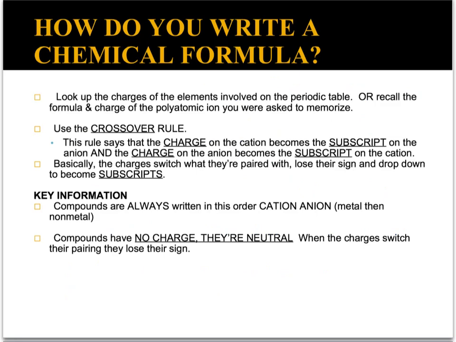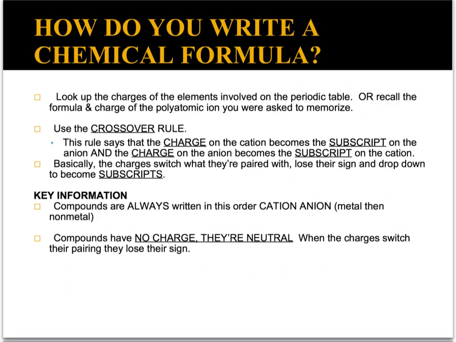So once you have that information, you're going to use this rule called the crossover rule. And this rule says that the charge on the cation becomes the subscript on the anion and vice versa. The charge on the anion becomes the subscript on the cation. The key is that they lose their signs in that process. So in other words, the charges switch which element they're paired with, they lose their sign and they drop down to become subscripts. So there's some things we need to keep in mind.